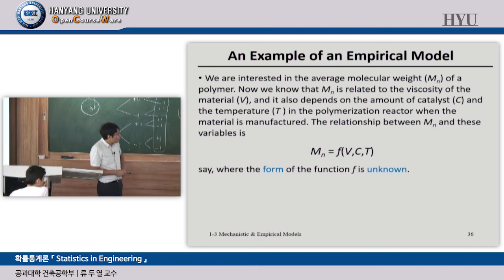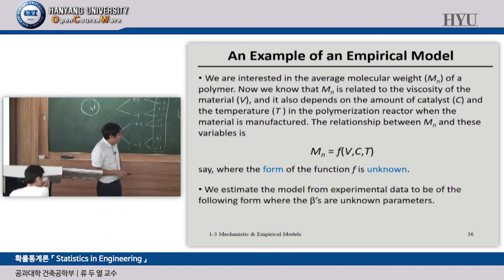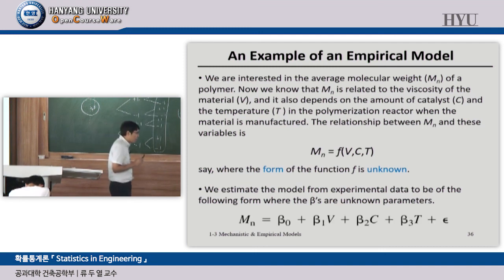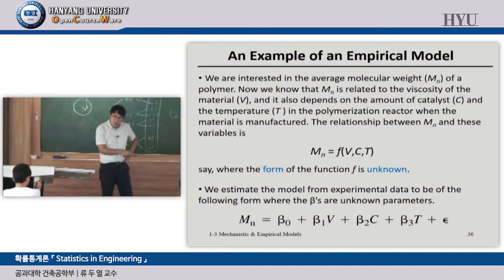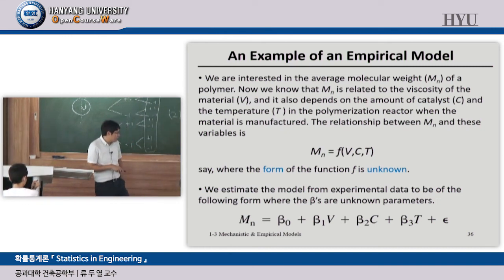And in that case, we don't know the form of the function f, right? And we can estimate the model from the experimental data to be of the following form, where the betas are unknown parameters. For example, if we simply assume that the relationship between the molecular weight and the viscosity of the material, the amount of catalyst, and temperature is linear, we can simply predict this formulation. This is the linear formulation.